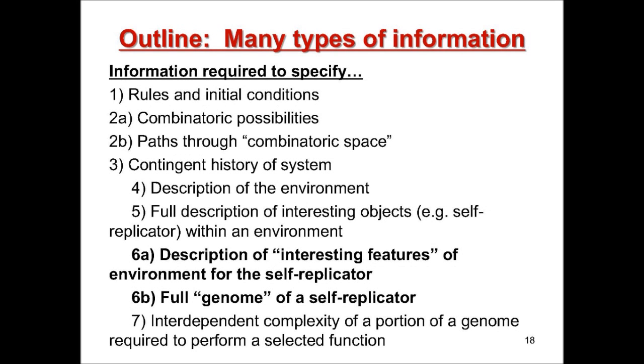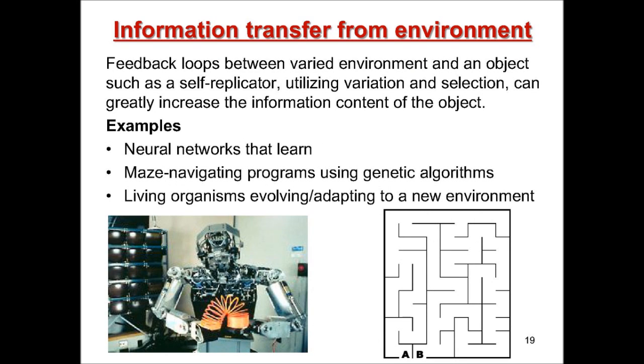All right, now, if we can get a self-replicator that way, there's other kinds of information transformation that happen. Feedback loops, and this was discussed in some of the earlier talks, feedback loops between a varied environment and an object such as a self-replicator using variation and selection can greatly increase the information content of the object. We saw the biological examples. I would also point out that neural networks that can learn are a good example of it. Your brain is a good example of it. Cog, the robot, who learns about his environment by interacting with it, who is a computer model of a neural network, is a good example of that.